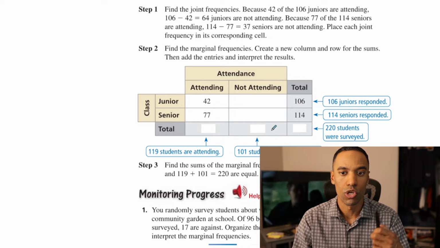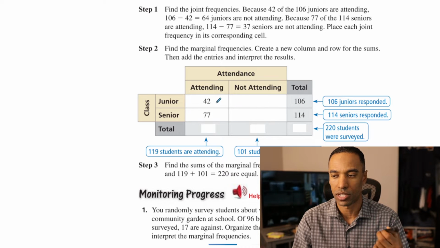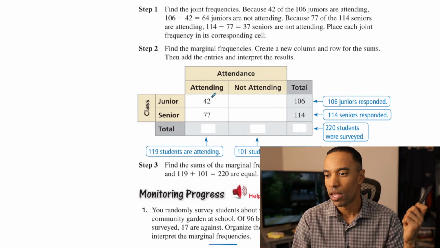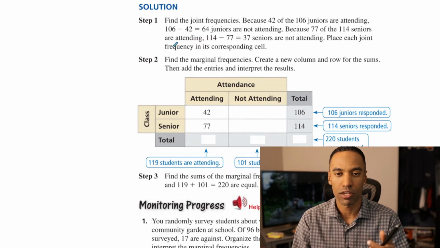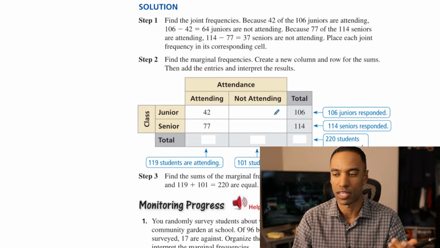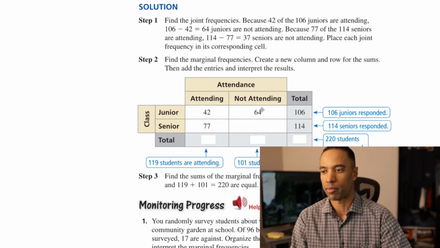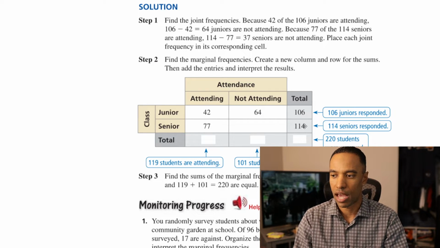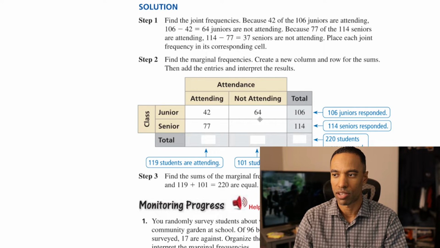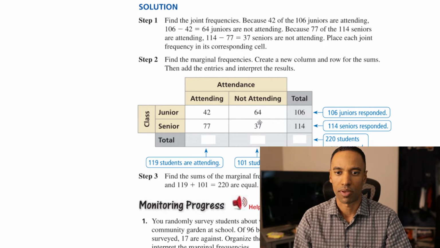By the way, here are the new parts of the two-way table, the marginal frequencies, as the joint frequencies are added together to get those. So we know how many are attending. How many are not attending? You subtract 42 from 106 to get 64, and that's where this number comes from. We're going to be doing addition and subtraction to find values. Same thing, 114 minus 77 gets us 37 seniors that are not attending. So I can remove that one as well. That's where we come up with them.